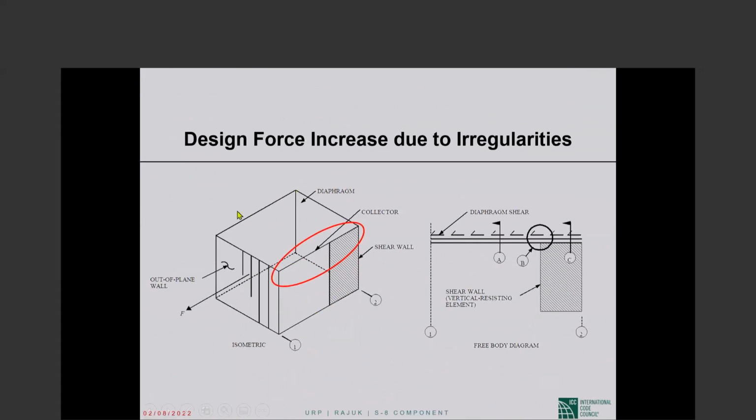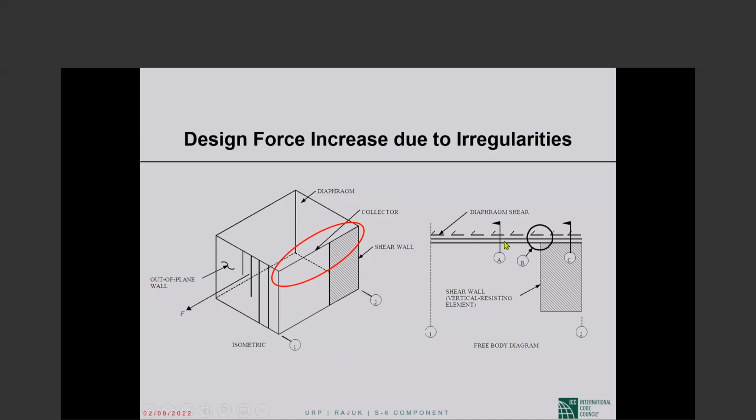So this is a diaphragm. This is the structure. It happens to be a wooden structure. This is the shear wall. This part is the collector. Okay. This is elevation. Here we cut a section here. We cut a section there.